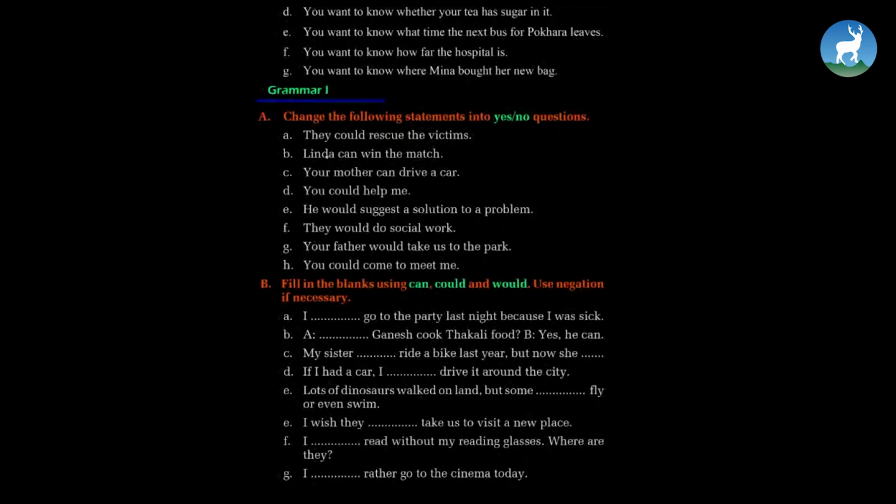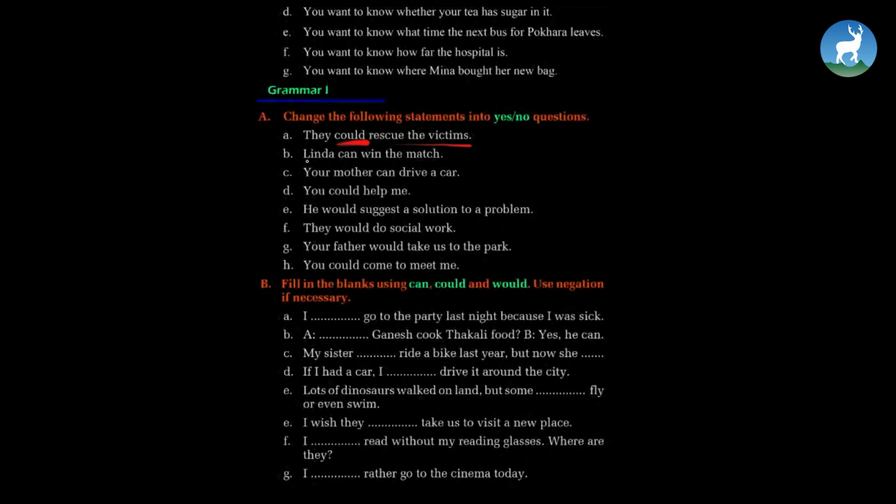Now let's go into grammar. Change the following statements into yes, no questions. You have been provided with the possible answers and we need to form questions for this. It should be in a yes, no form. So the answer is they could rescue the victims. Now the question would be going like this: Could they rescue the victims?